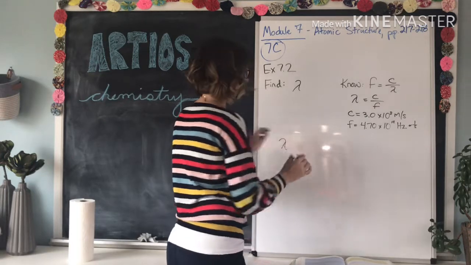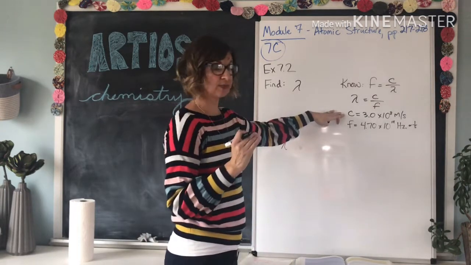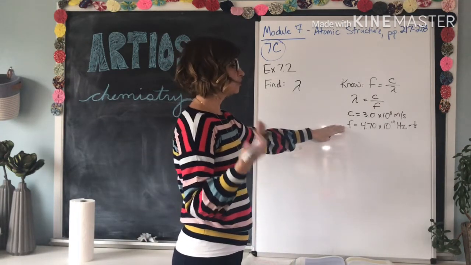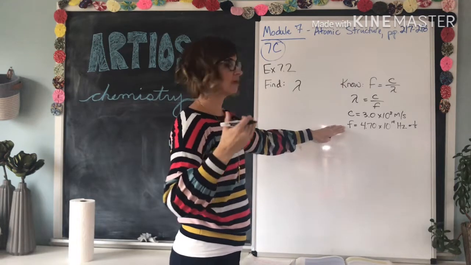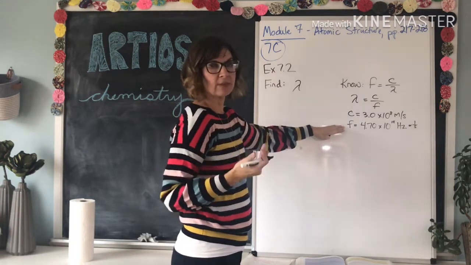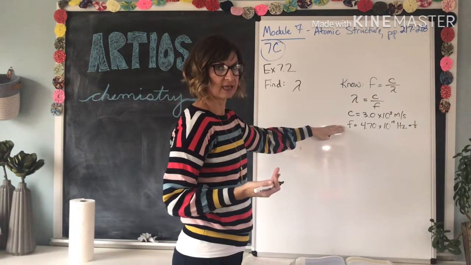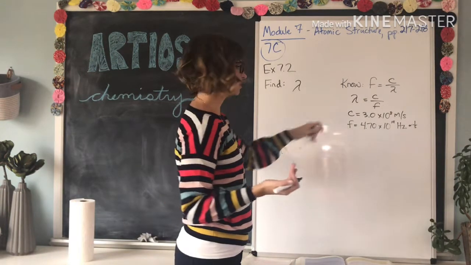I was just checking my units, and my units are okay because I'm in meters per second, and then I'm in hertz, which is per second. So my units are going to match up, and something's going to be able to cancel out. The seconds are going to cancel out so that my units will end up in meters.